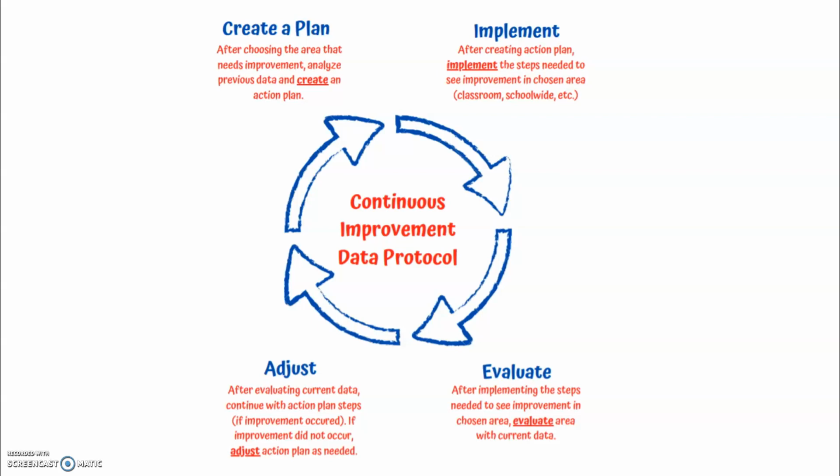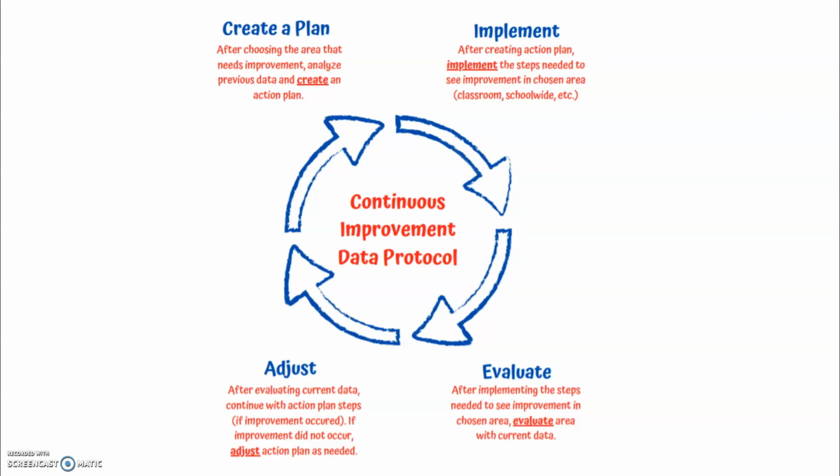Once you figure out what you want to change, that specific area, and how much you want it to change, you'll shift over to the next section, which is implement. After creating an action plan, implement the steps needed to see improvement in that chosen area. So that would be in the classroom, maybe it's school-wide, maybe it's with a single student. You will begin implementing the steps needed to create the action plan.